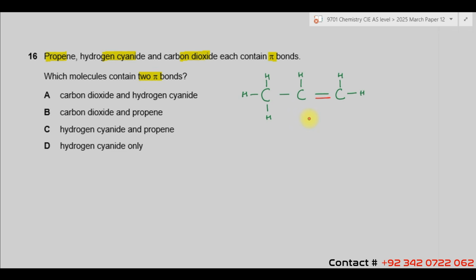So we have 1 pi bond. All other bonds are sigma bonds. Second one is hydrogen cyanide. It is HCN. Nitrogen makes a triple bond with carbon. So now we have 2 pi bonds.